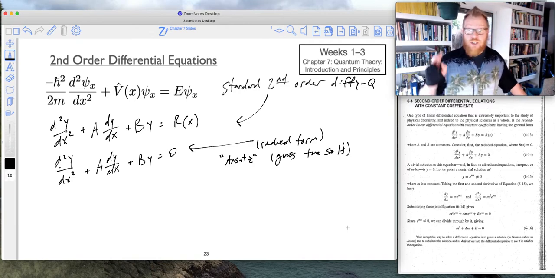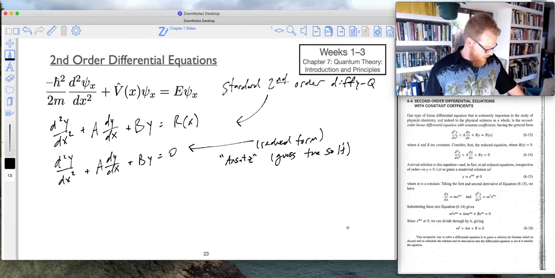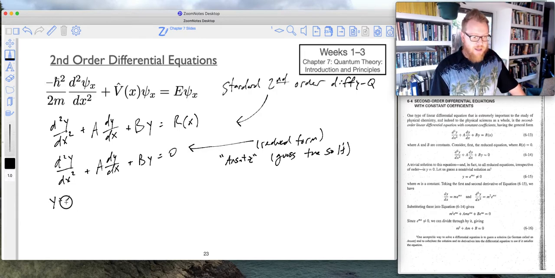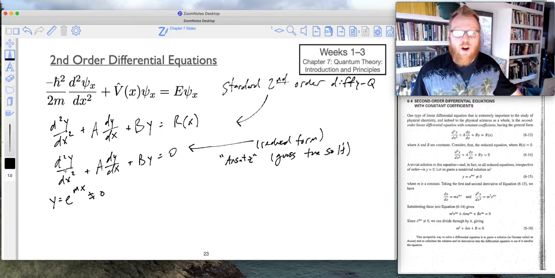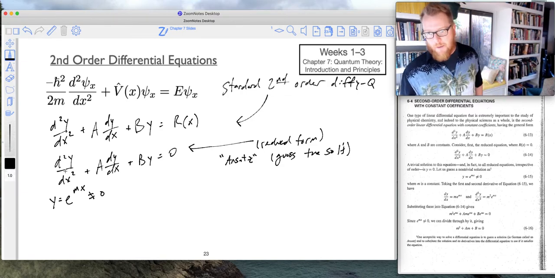So what we do, and we do this for all standard second order differential equations, is guess that y equals e, so exponential, raised to the power m times x, where m is a constant that we need to determine. And we say that this cannot be equal to 0. So now we've already guessed that e to the mx is a solution for y. That's going to be all of our initial guesses: y equals e to the mx.